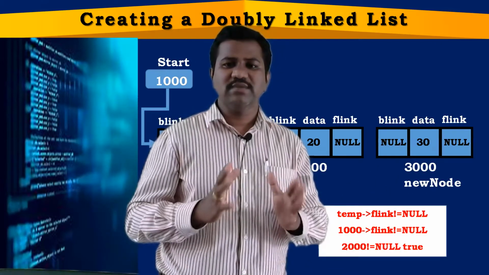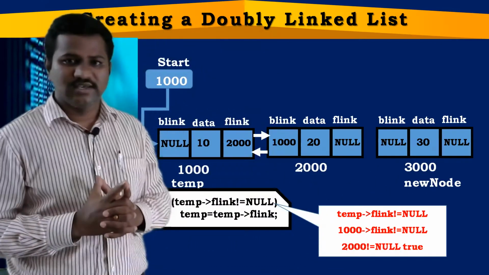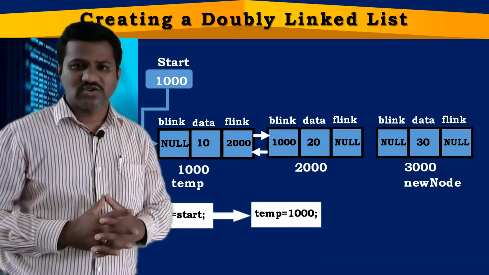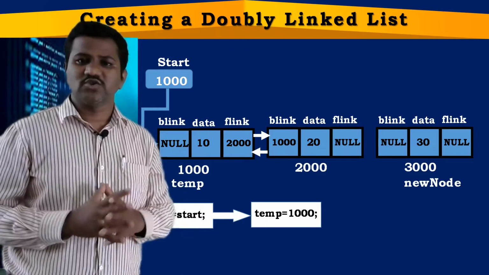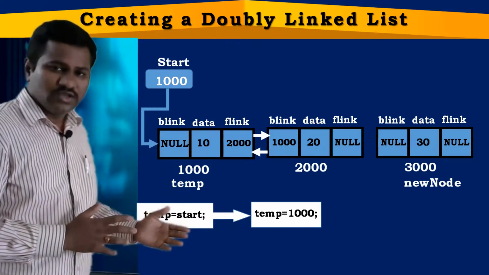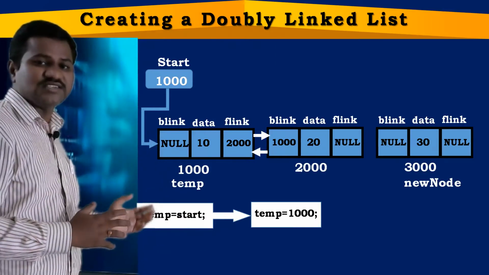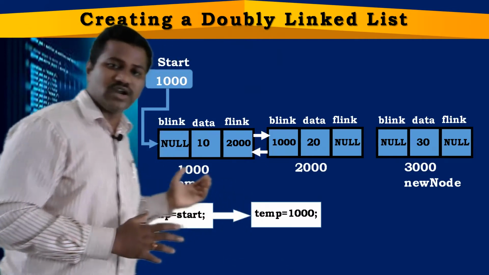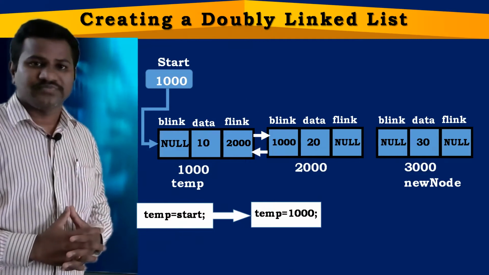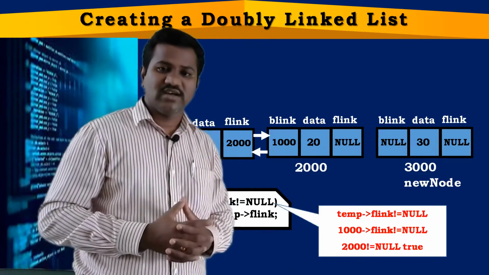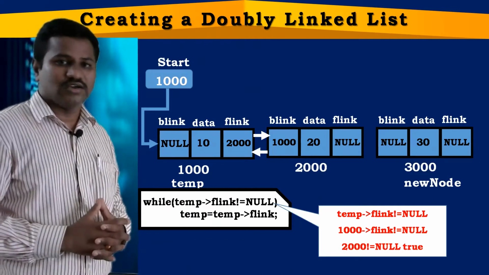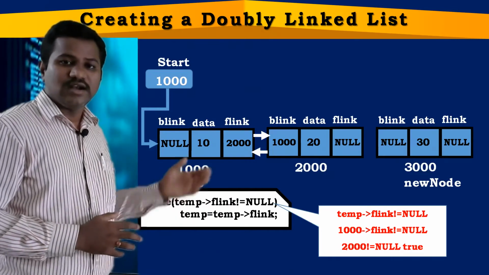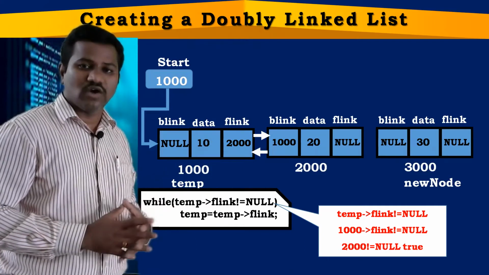For that purpose, we follow the same thing as in the single linked list. We start visiting from the first node till the last node, and the same process is going to be done in the double linked list also. So start is assigned to temp. Start contains 1000, and 1000 is stored in temp. Temp is pointing to the first node. After that, we need to check whether that is the last node in the list or not. For that, we go with while temp arrow forward link not equal to null. Temp means 1000, and 1000 arrow forward link.